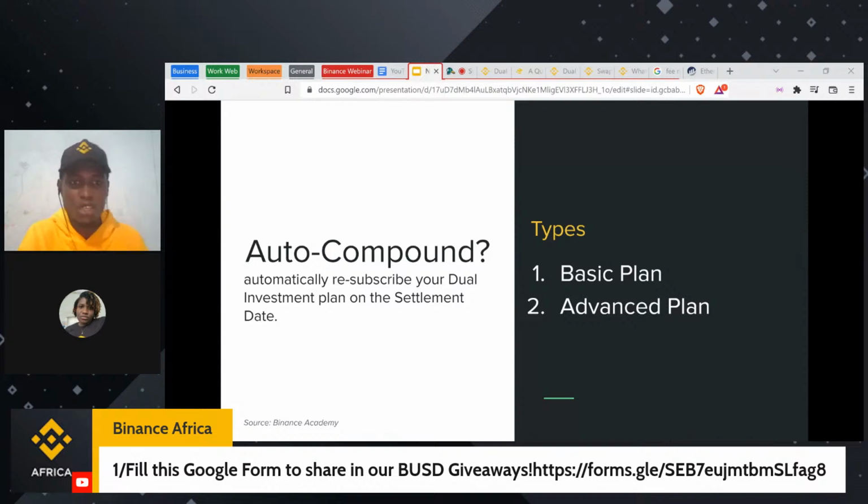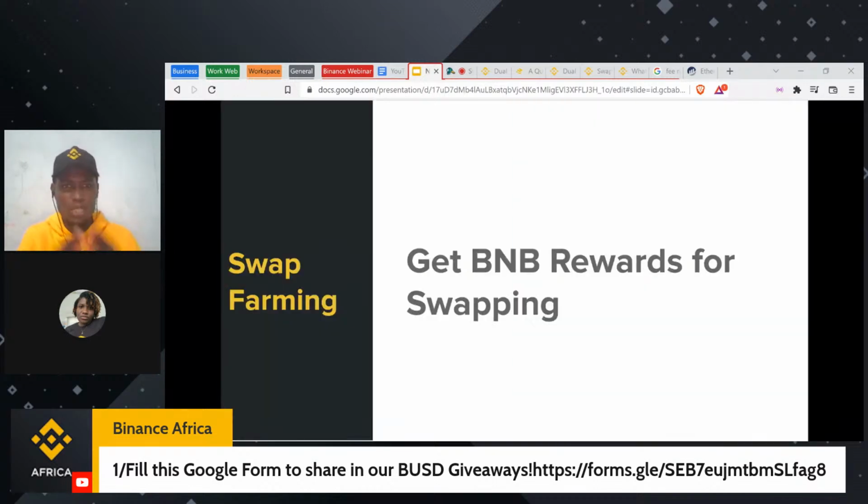So I don't know if there is still enough time to just show us around for swapping. Just a brief explanation about Binance Swap Farming. Before we look at how to use the swap farming product, there are four things we need to understand, and these are the price, the fee, slippage, and estimated fee return.